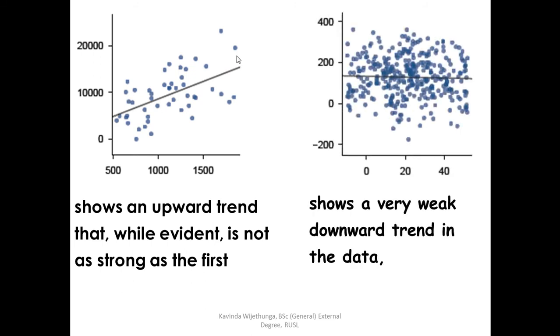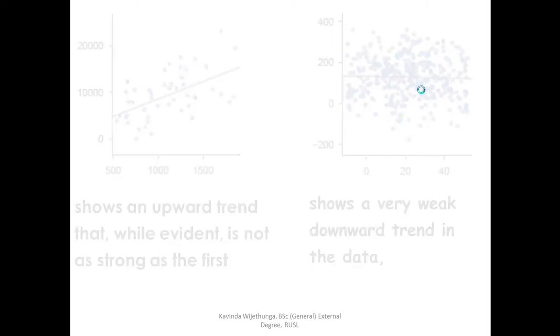Here shows a very weak downward trend in the data. So here I think it is difficult to see the pattern. So sometimes we can't predict using the scatter plot. Therefore we have to use another test also to see the linearity of these variables.